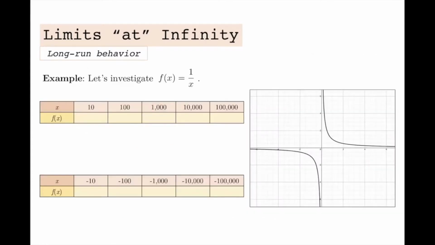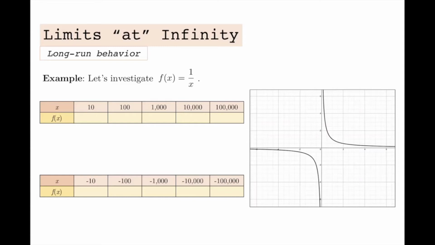Now let's look at some examples with actual functions to work with. Just as with vertical asymptotes, rational functions are ones that normally have horizontal asymptotes too. So let's start with the simplest kind of rational function, which is just 1 over x. Let's see what happens to this function in the long run, or as x approaches positive and negative infinity. We'll start by looking at a numerical table.